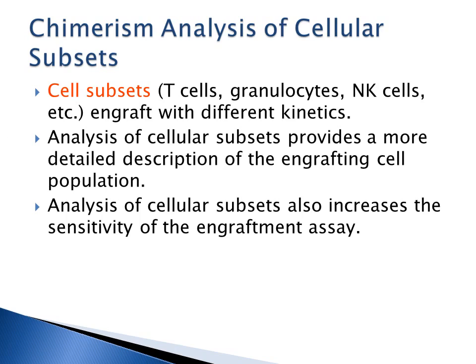So in order to analyze your cellular subsets for chimerism, your T cells, granulocytes, NK or natural killer cells, all your different types of cell subsets engraft with different kinetics. So analysis of your cellular subsets provides a more detailed description of the engrafting cell population. It also increases the sensitivity of the engraftment assay.